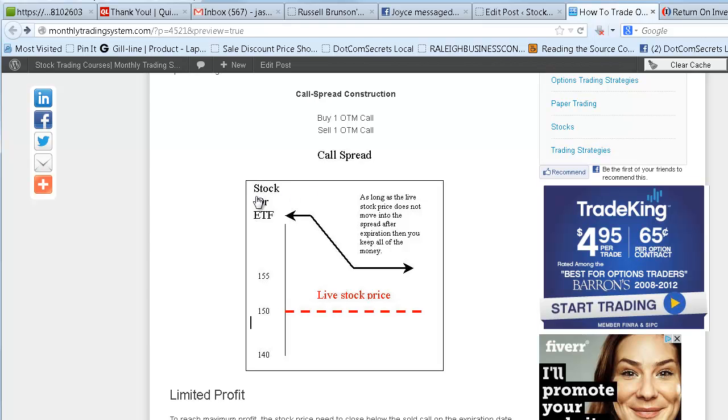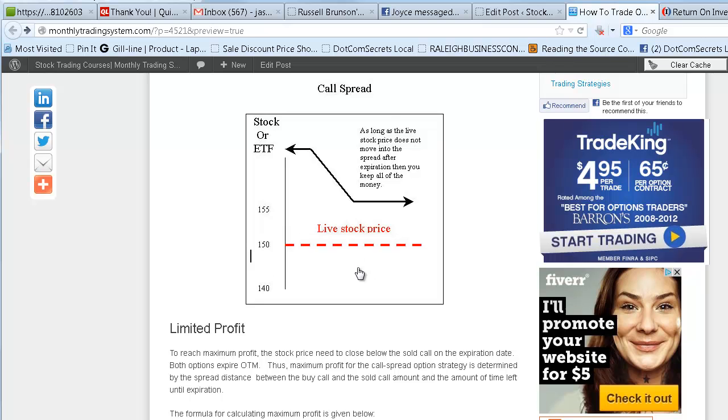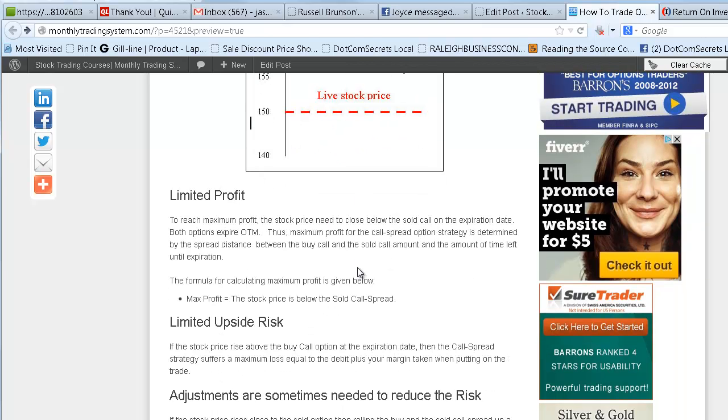So you could do this underneath a stock or an ETF where you buy a call and you sell a call, and this is where the live stock price is. So in this particular example, the stock's at 150 and it's live, and it's been going up and down, but that's the highest it's been in the past. And so what you do is you go out of the money up here and buy and sell a call option to take in a profit, which sometimes is called a debit spread because you're taking in money automatically.